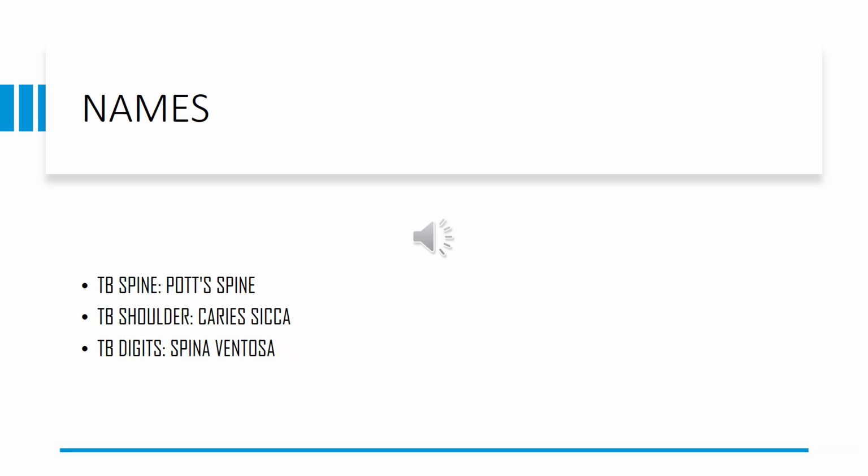The names associated with tuberculosis: TB spine is known as Pott's spine, TB shoulder is known as caries sicca, TB digits is known as spina ventosa.